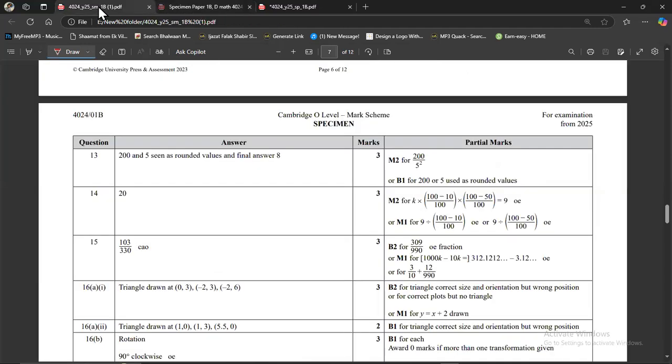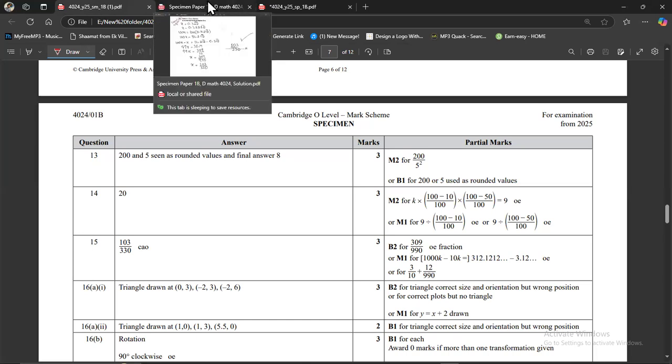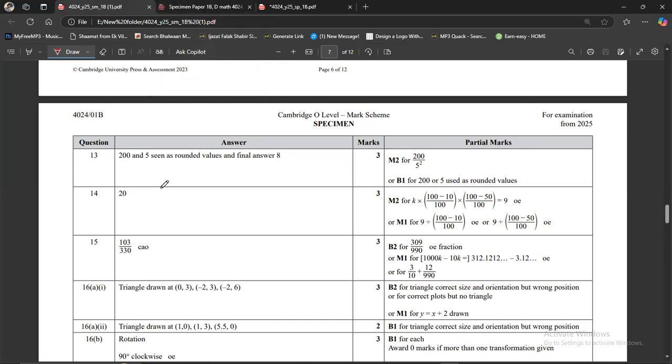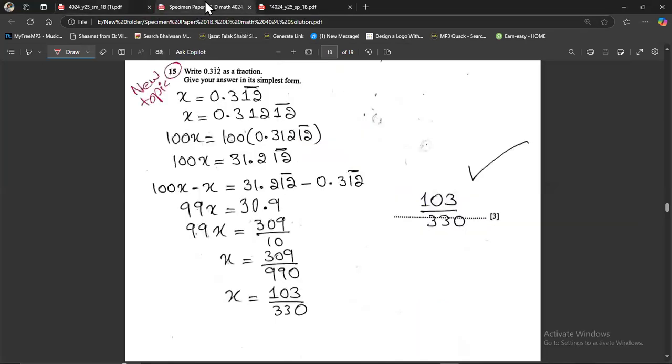These questions are very, very important. And all the students who are preparing for the upcoming May, June exam, or exams after that, they need to prepare this topic very well. This type of question. 103 divided by 330 is the right answer, sir. I hope you understand.